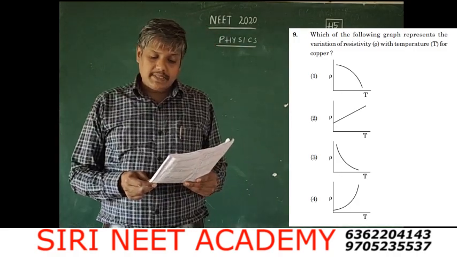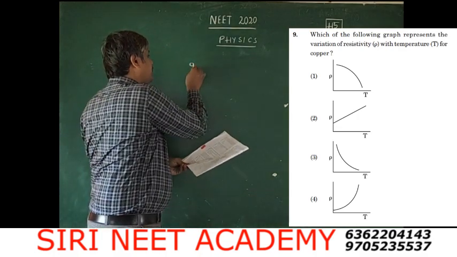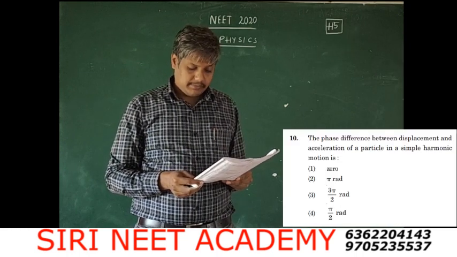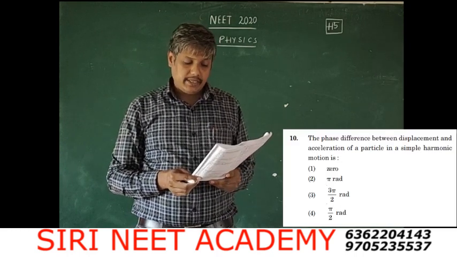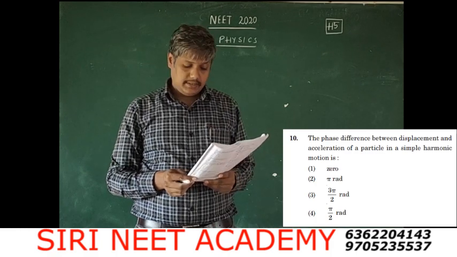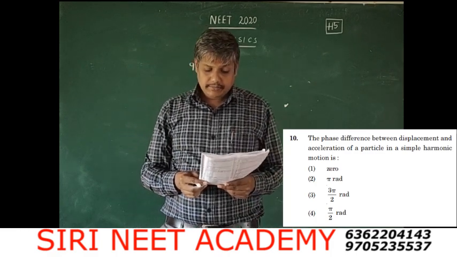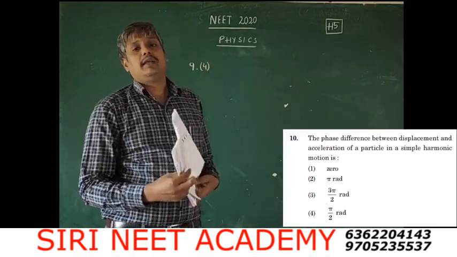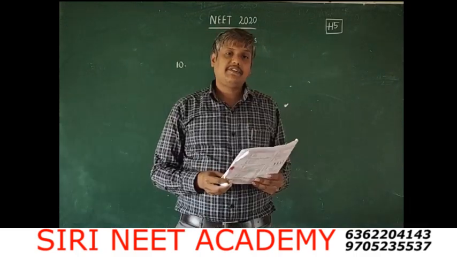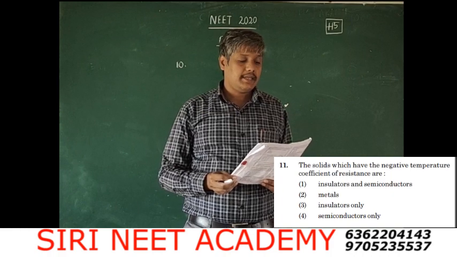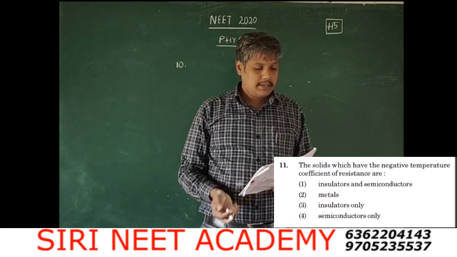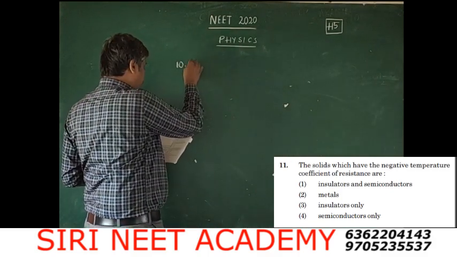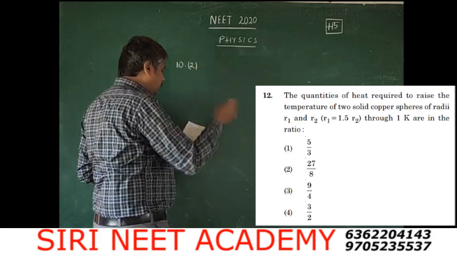Which of the following graph represents the variation of resistivity rho with temperature T for copper? So we know that the resistivity increases non-linearly with temperature. It is a conceptual question, and the graph corresponding to it is option number 4. The phase difference between displacement and acceleration of a particle in simple harmonic motion is pi radian. Again, it is a conceptual question. So it will be option 2.